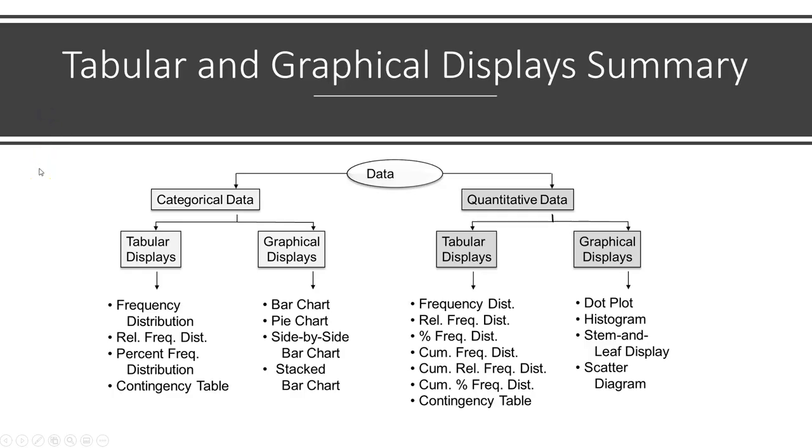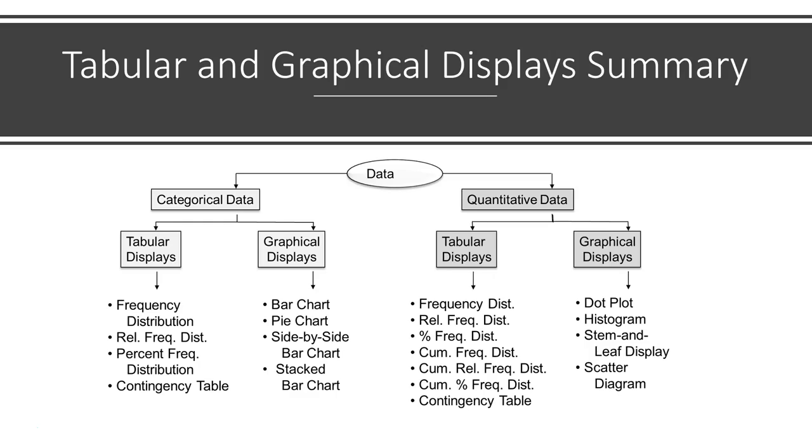So in summary, we have data, and data can be classified as either categorical data or quantitative data. Categorical data can be displayed in different kinds of tables, from frequency distributions, relative frequency distributions, percent frequency distributions, and contingency tables. Graphical displays include bar charts, pie charts, side-by-side bar charts, and stacked bar charts.